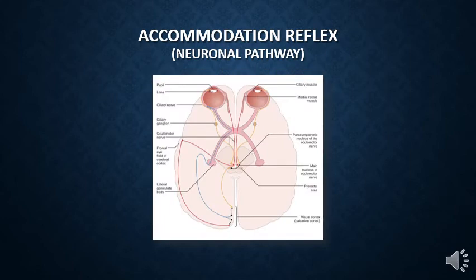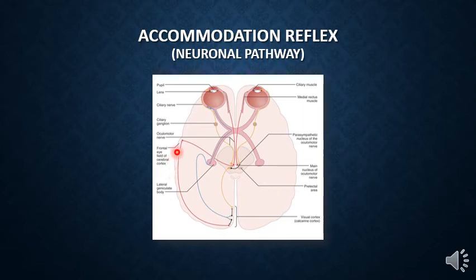The neuronal pathway of accommodation reflex starts from retina. The impulses travel through the optic nerve, then they pass through optic chiasma, then through optic tract, and ultimately reach lateral geniculate body. From here, another set of fibers arises. These fibers travel through optic radiation and reach visual cortex. The visual cortex is connected to the frontal eye field of cerebral cortex.